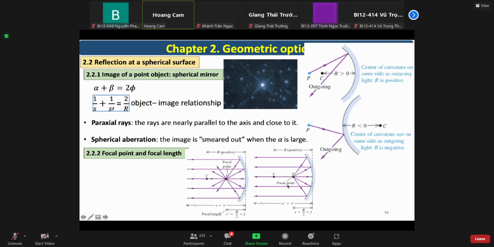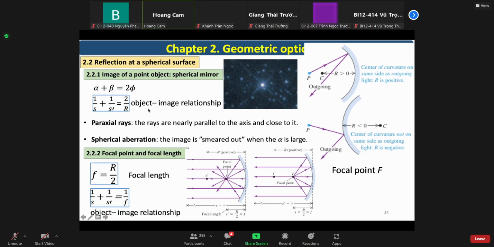And in another manner, if we put the object at the focal point, and then we inject the light to the spherical mirror, the light will be reflected like this. We see that the reflected rays are parallel to each other and parallel to the optical axis. So if S equals R divided by 2, and then you replace into the formula, we got S prime equals infinity, right? So we have the concept of focal point, and the focal length F equals half of the radius of curvature.